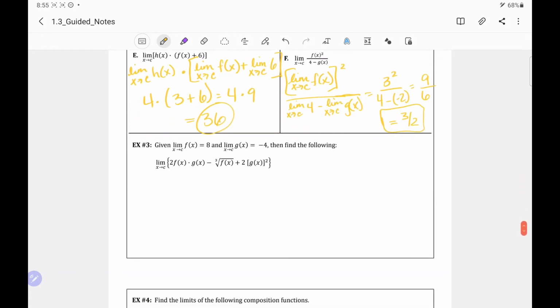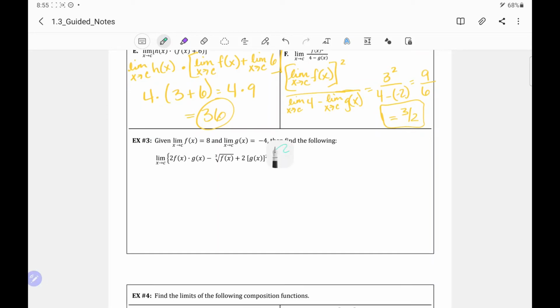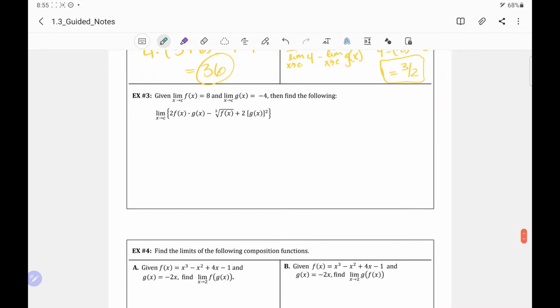Now we're going to come down to example 3. Okay, for example 3, it's a very similar process. We've just got lots of parts. We have a product here, and then we have subtraction and addition. So we've got subtraction and addition with a product mixed in.